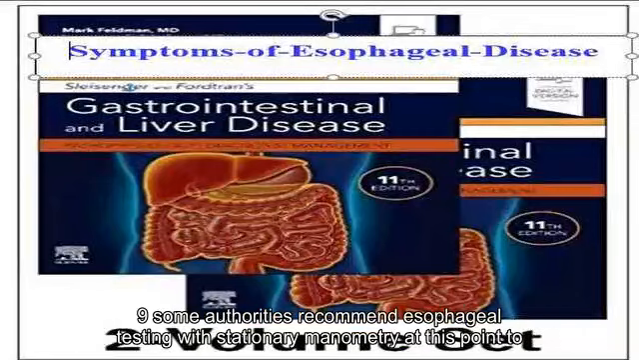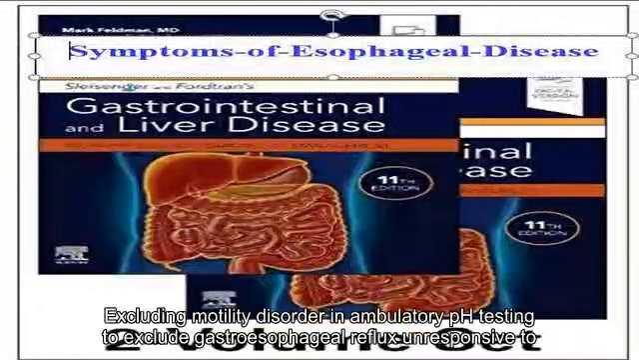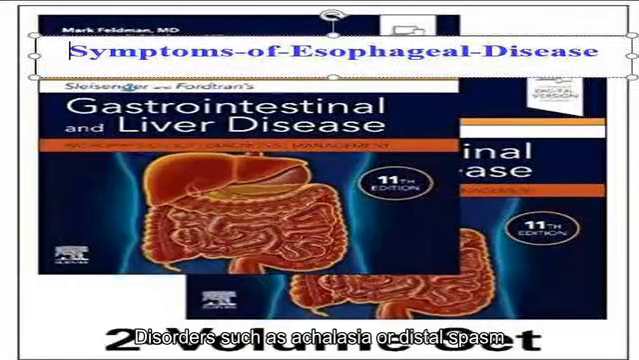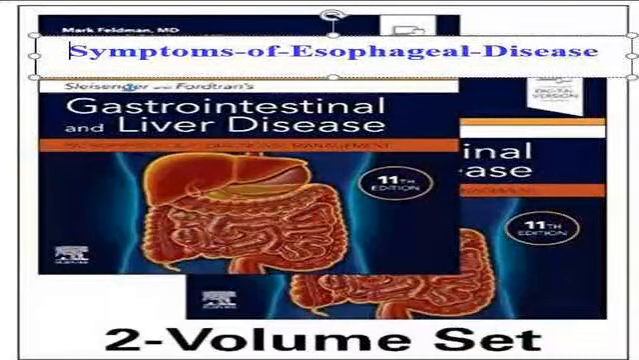Some authorities recommend esophageal testing with stationary manometry at this point to exclude a motility disorder, and ambulatory pH testing to exclude gastroesophageal reflux unresponsive to the initial trial of the PPI therapy. Rarely, patients with chest pain will have a specific manometric disorder such as achalasia or distal spasm, but more frequently abnormalities are nonspecific and difficult to attribute to an individual patient's symptoms.